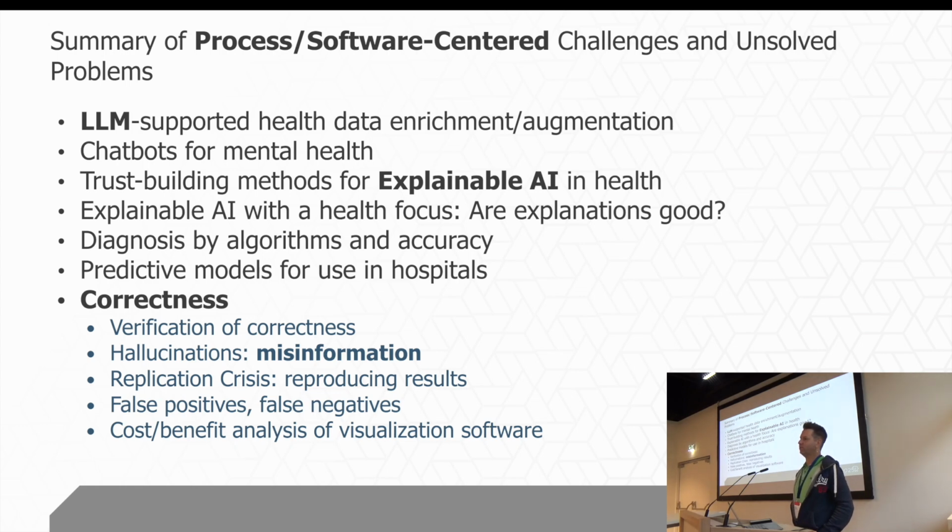And correctness was a major theme. So correctness and accuracy are closely related to one another. So how do we identify when something is correct? How can we verify and build confidence? Of course, we're all thinking about these hallucinations that occur very often.